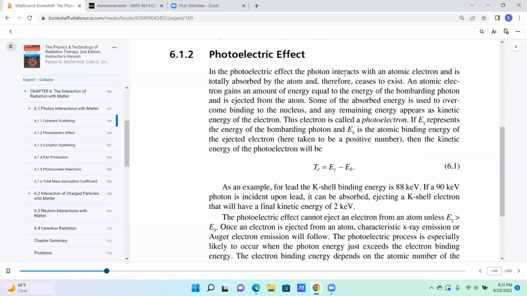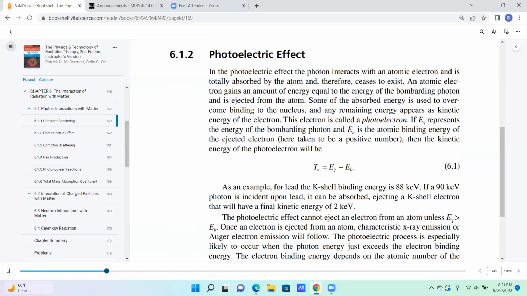So in the photoelectric effect, the photon interacts with an atomic electron and is totally absorbed by the atom and therefore ceases to exist. The atomic electron gains an amount of energy equal to the energy of the bombarding photon and is ejected from the atom. So some of the absorbed energy is used to overcome the binding energy of the nucleus, kind of like paying to get out of jail. And any remaining energy appears as kinetic energy of the electron. And that electron is called a photoelectron.